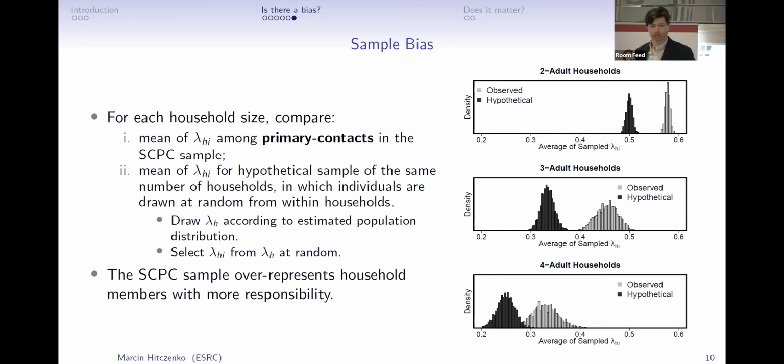And the gray ones are the observed, and you can see that those are statistically above, to the right of the hypothetical. So the conclusion is that even when we adjust for tendencies to overstate, the sample seems to have values of lambda, responsibility rates, that are too high on average.